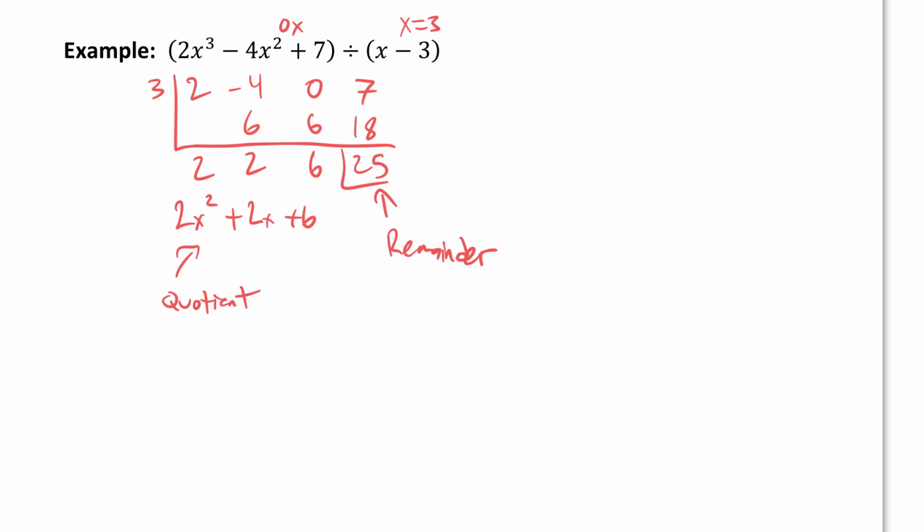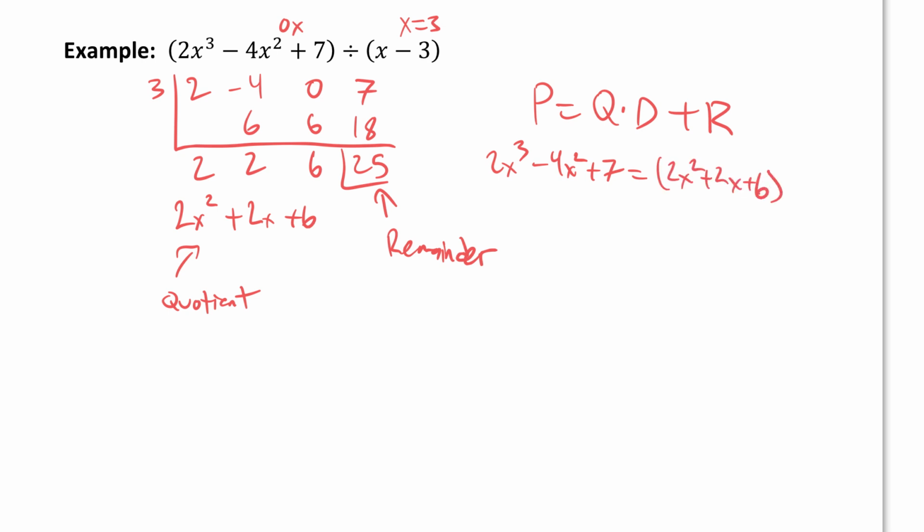Now it's nice to write it in a nice form. Often we like to write it as the polynomial equals the quotient times the divisor plus the remainder. This is my preferred form. So the polynomial itself was 2x cubed minus 4x squared plus 7. And so we could write it as 2x squared plus 2x plus 6, which is our quotient. We were dividing it by x minus 3, that's the divisor. And then we had a remainder of 25.